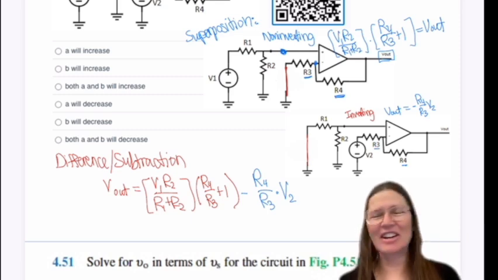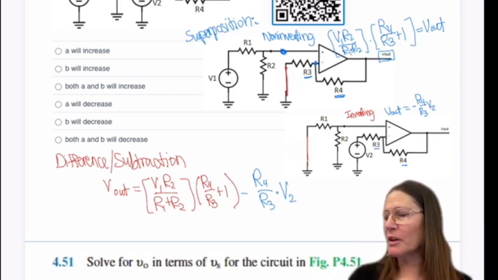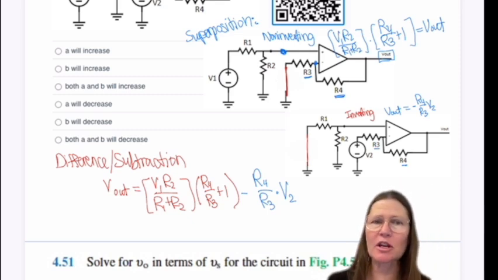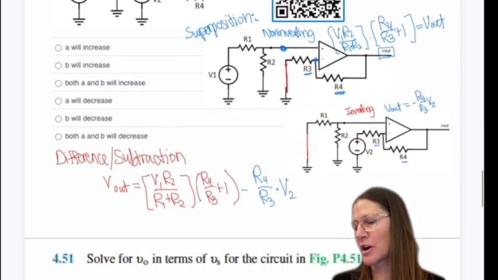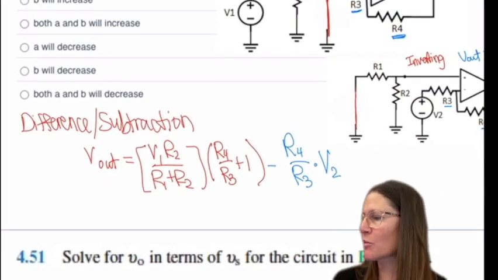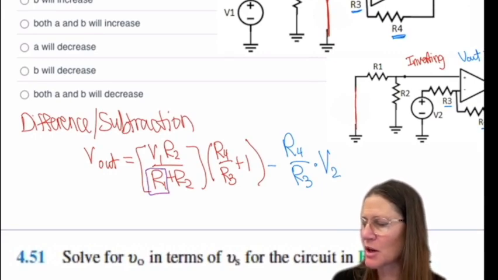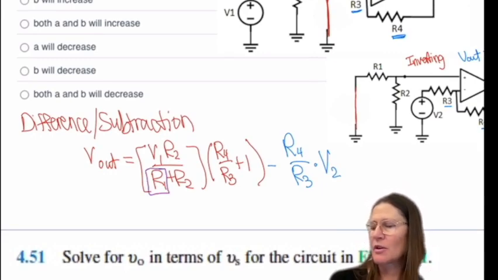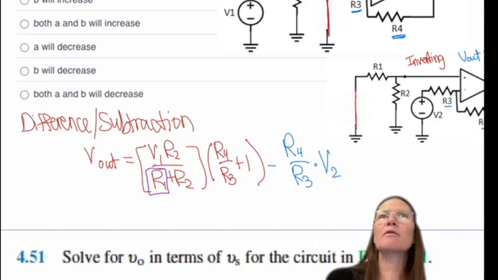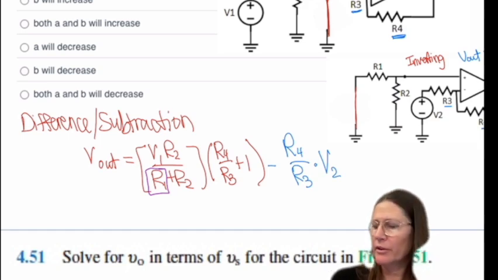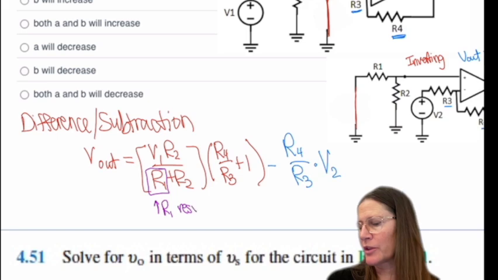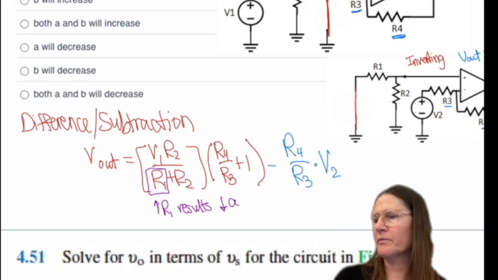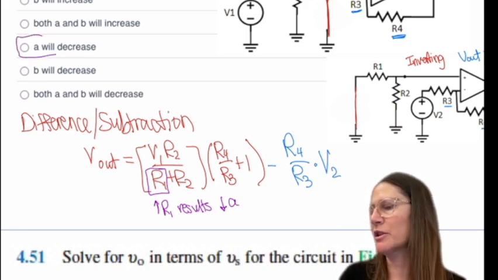Okay. All right, great. So in this case, looking at the equation, if we increase R1, which is going to be there, it will reduce this number in front of V1. So increasing R1 results in decreasing A. So A will decrease.